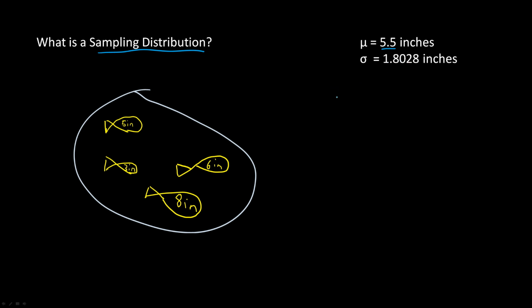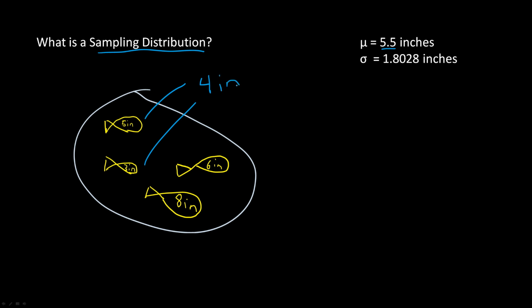So let's say I want to find a sample statistic. I chose to sample 2 fish from this pond and find their average length. Let's say I randomly choose this fish and this fish. The average length of these fish would be 4 inches, because 5 plus 3 divided by 2 is 4 inches.